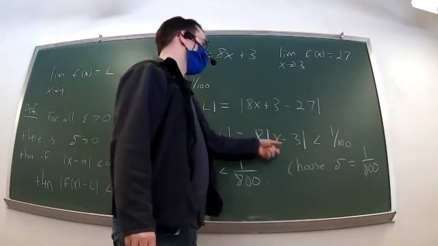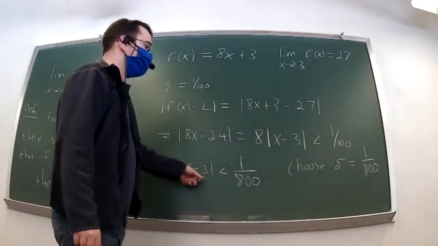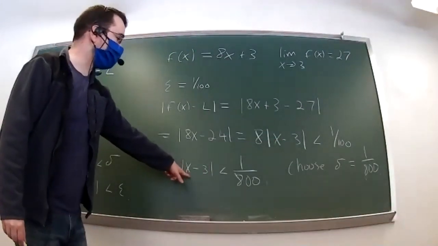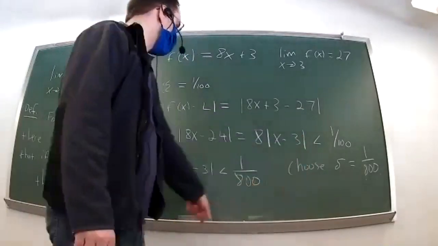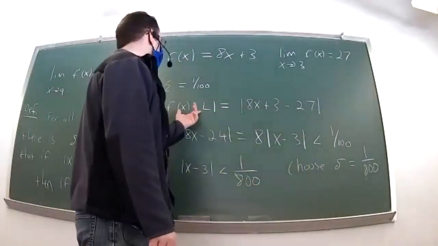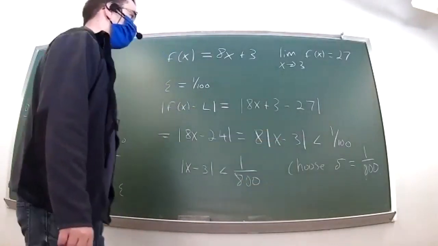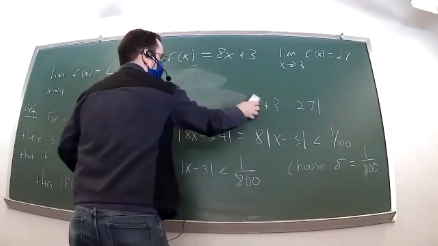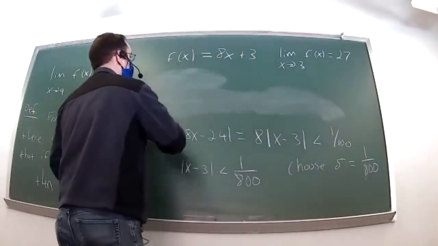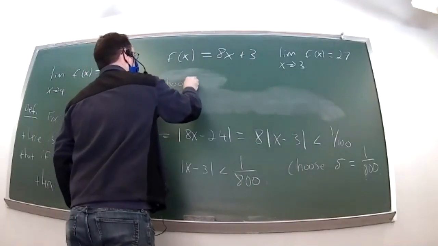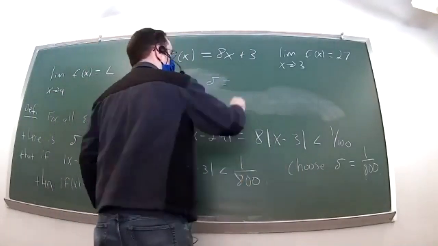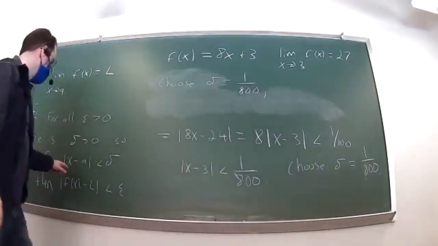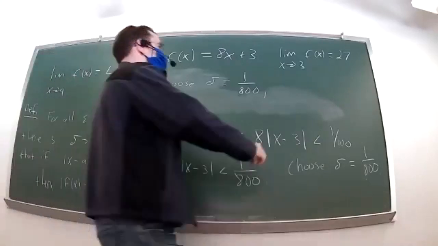Just by looking at that inequality and solving it, it occurs to me that if the absolute value of x minus 3 is less than 1 over 800, then it will be true that f of x minus L is less than 1 over 100. And you can even sort of go in reverse and now prove that. You can say, like, choose delta equal to 1 over 800.